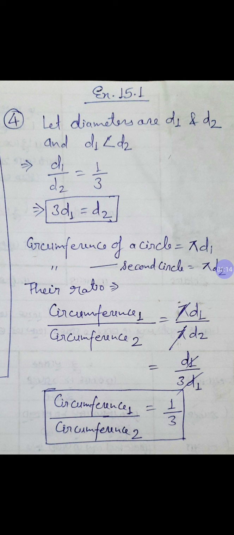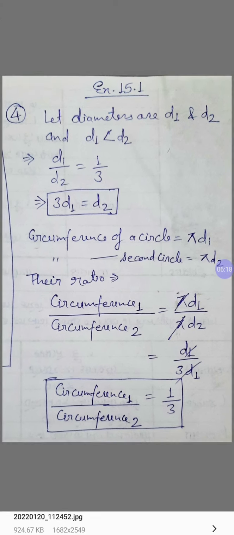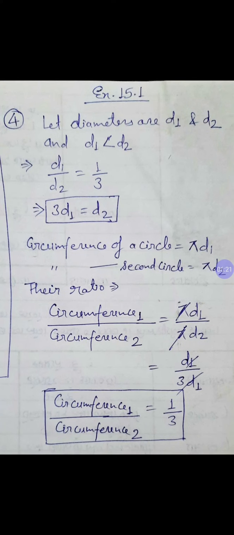So the circumference of the first circle will be pi d1 and the circumference of the second circle will be pi d2. Now their ratio, circumference 1 upon circumference 2, will be pi d1 upon pi d2. Pi will cancel out, and in place of d2 we can put 3d1. It is written that d2 is equal to 3d1, right? So we put 3d1 here, d1 will cancel out, and circumference 1 upon circumference 2 will be equal to 1 upon 3. Okay, so this is the ratio.